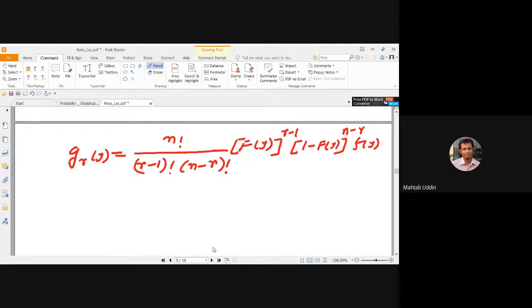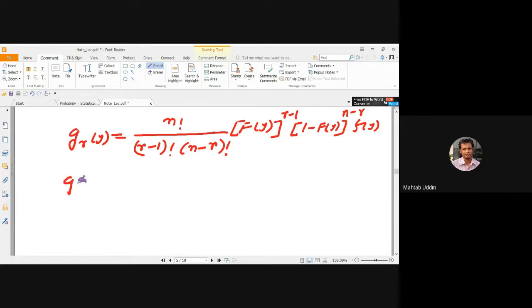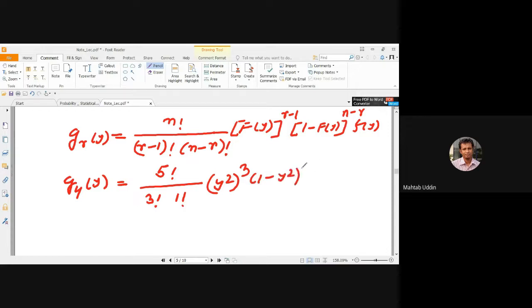Now we have g_4(y). That is, we need the PDF for the fourth value. Also, you can find the third value, second value, fifth value. 5 factorial over 3 factorial, 1 factorial. Then F(y) is y square. Wait, please. F(y) is y square, r minus 1 is cube, 1 minus y square to the power n minus r, so 1, and f(y) is twice y.